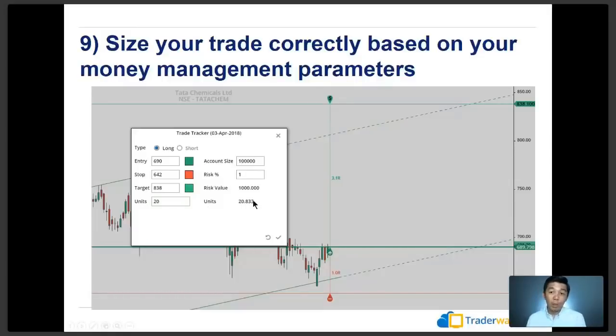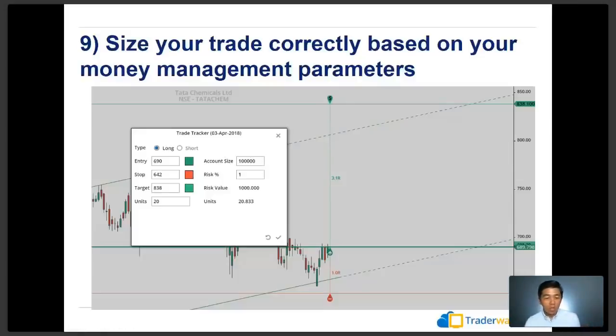I'm not sure whether you can buy 20 shares in India, but assuming you can, if you buy 20 shares with this stop loss value, this entry value, this risk parameter and this account size, and you hit your stop loss and get out at 642, you shouldn't have lost more than 1% of your total capital base. And this is how we actually size the trade.